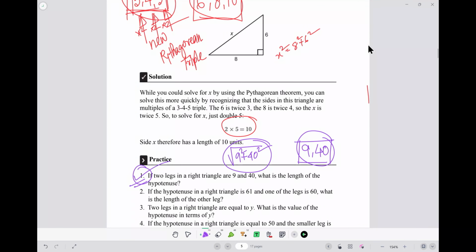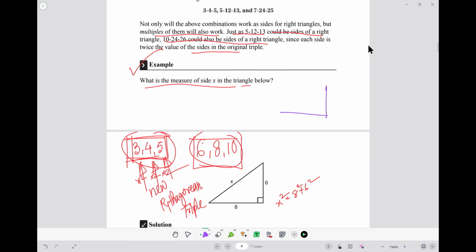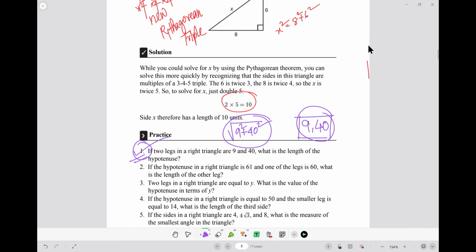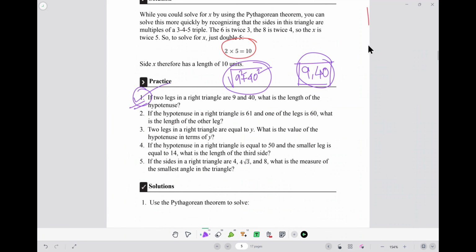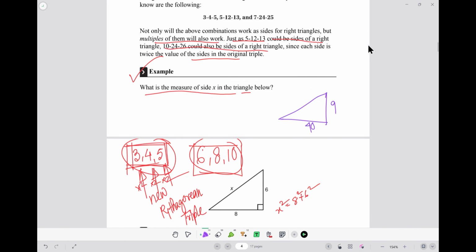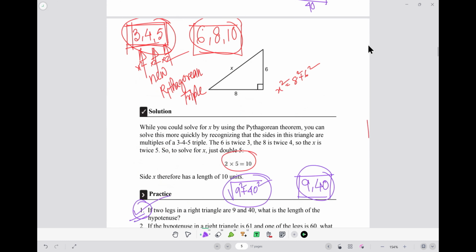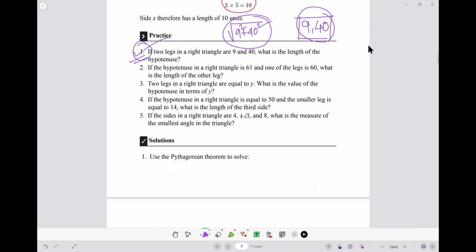For a right triangle, we're already given this side 9 and this side 40. So we're just asking what is the length of this tick mark side. You can just do 9 squared and 40 squared. I think that's easy. Okay, so problem number 2.